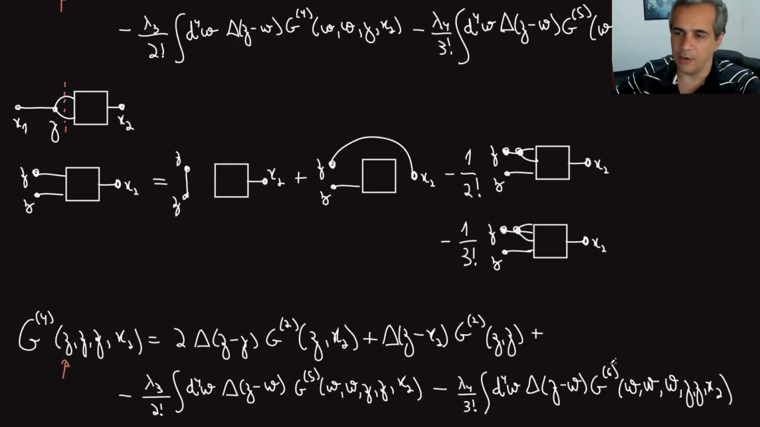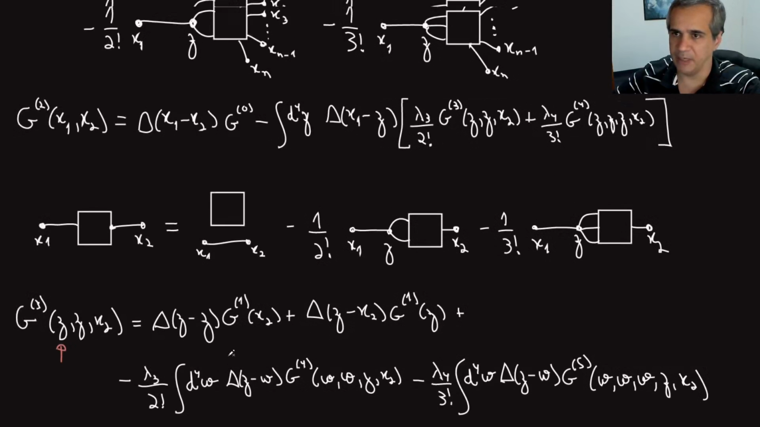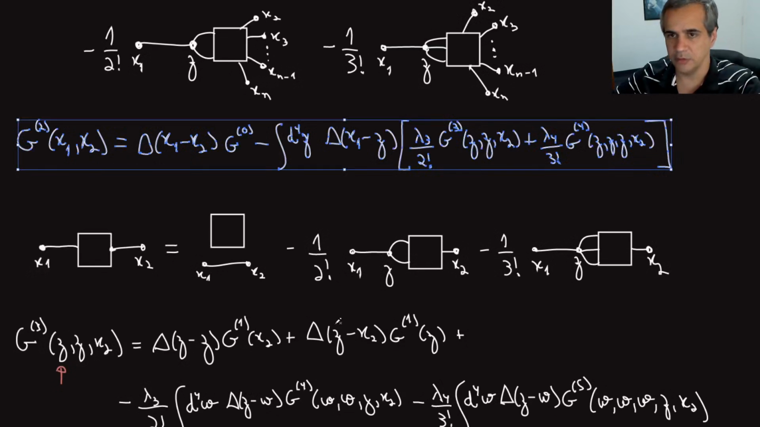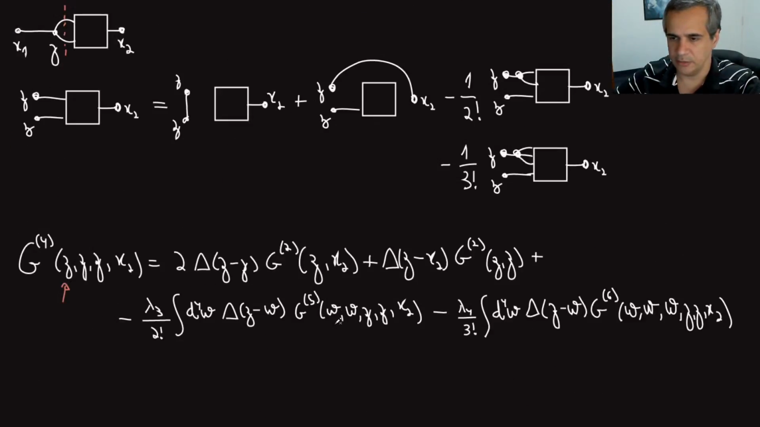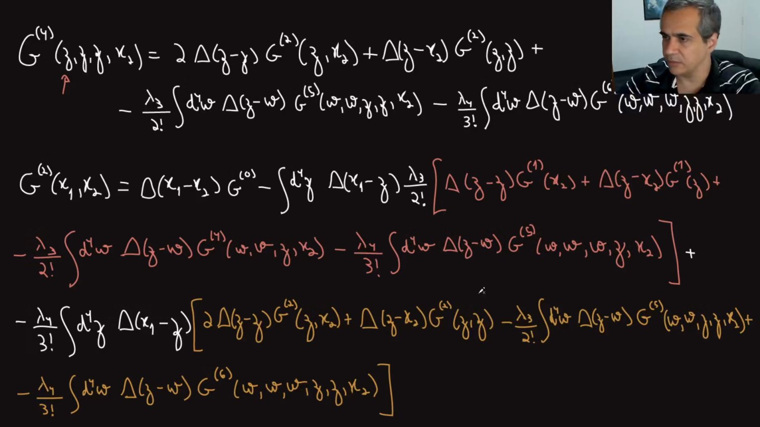Yeah? Now I can go back with this expression for G4 and this one for G3 and plug them here. Right? I'll take this expression for G2 and I'll substitute this guy and this one by these expressions I have just shown. And this is what I get, right?